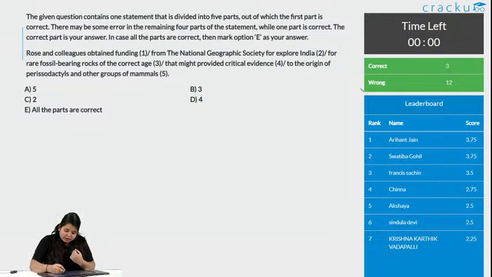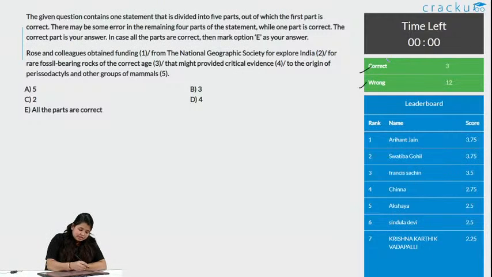Okay, 12 people got this wrong and 3 correct. Let us see. I have said read the instruction first. The given question contains one statement, divided into 5 parts: 1, 2, 3, 4, 5. Out of which the first part is correct, so we don't need to find anything there. There may be some error in the remaining 4 parts, that is 2, 3, 4, 5.